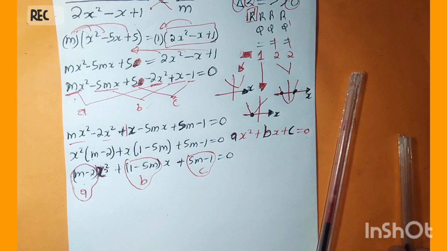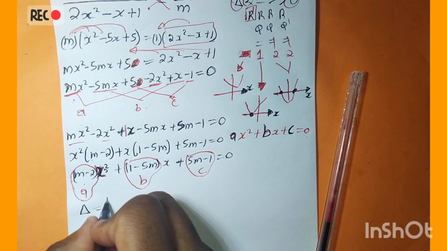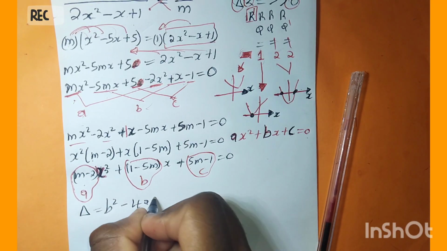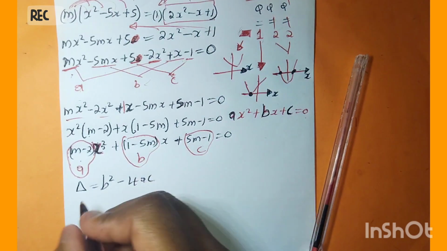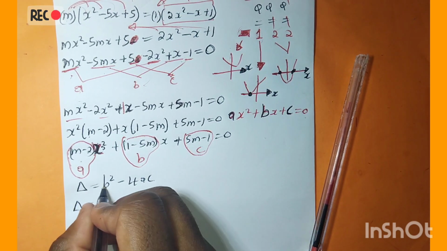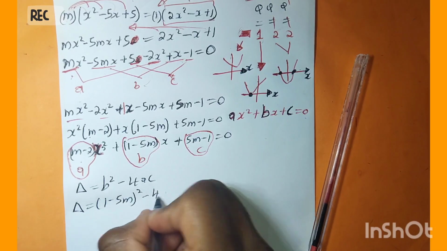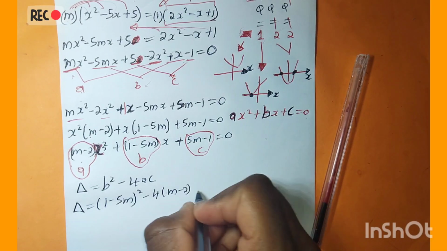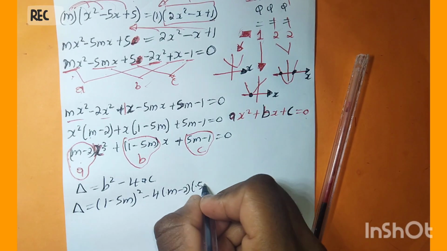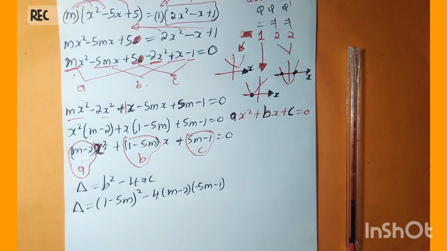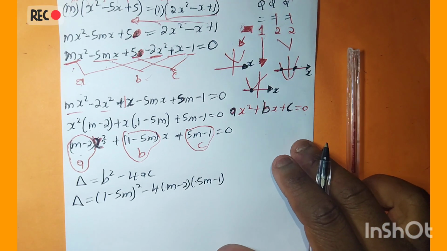So applying the discriminant equation, it's b squared minus 4ac. There I will just substitute. Where there is B, I can put this thing. Where there is A, I can put this one. And where there is C, I can put that one. And now it's about to go down.